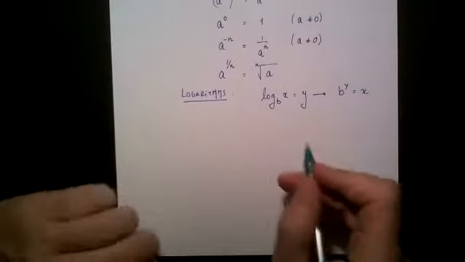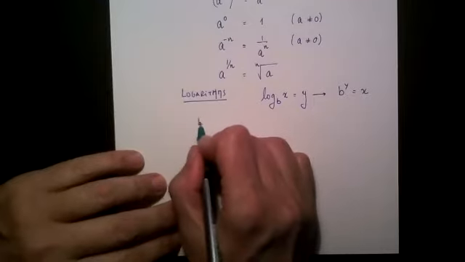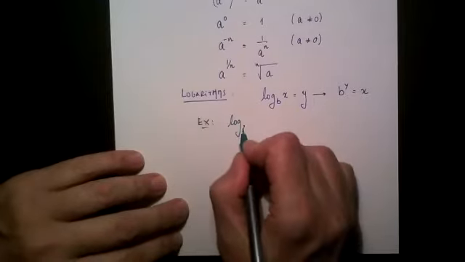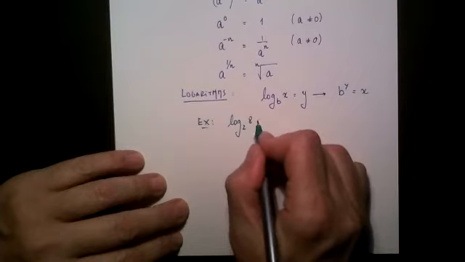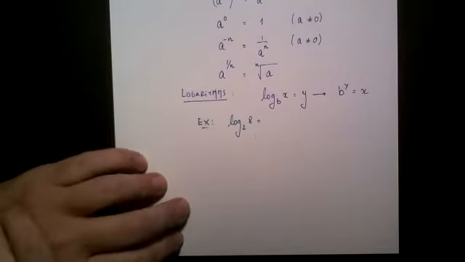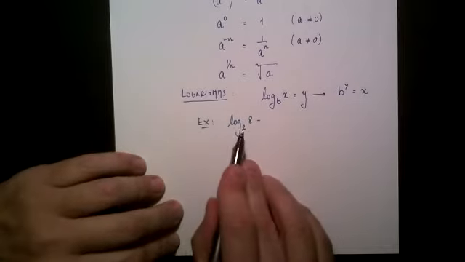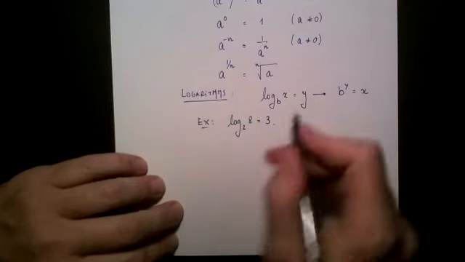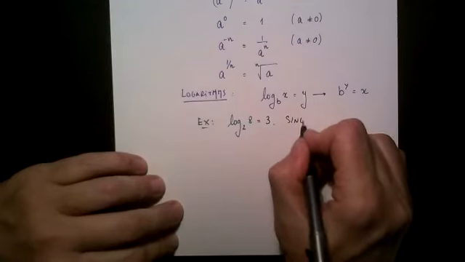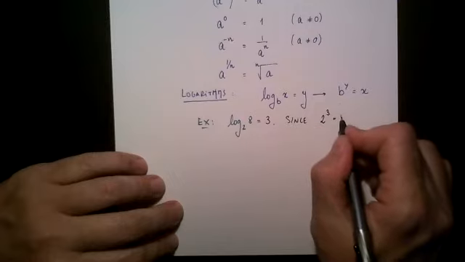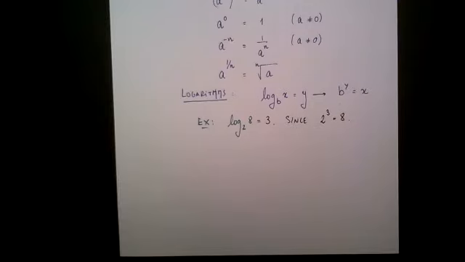Okay, so maybe an example. This one deserves an example. The log in base 2 of 8 equals what? 3, exactly. Because 2 power what will give me 8? Well, it's 3. Since 2 power 3 is equal to 8. Okay, that's how it works.